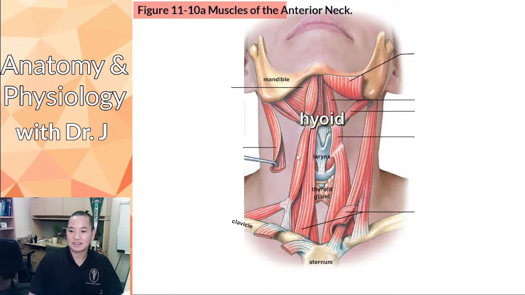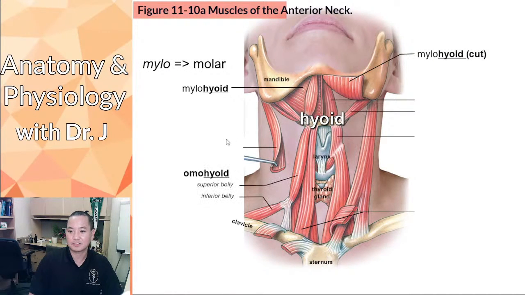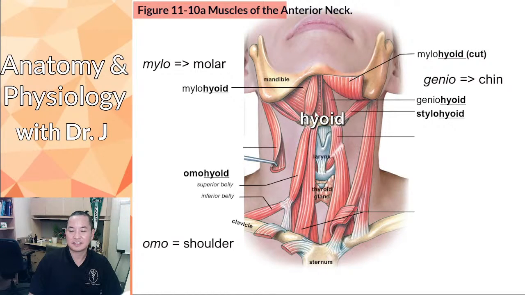Notice that here's the hyoid, it's central, and it's anchoring all of these muscles over here. So we have mylohyoid, and mylo is a root word that means molar. Notice this muscle goes to where your molars would be in the back of your jaw. And then omohyoid referring to shoulder. Geniohyoid, genio is another new root word referring to the chin. But all these muscles that are connected to the hyoid have hyoid in their name.